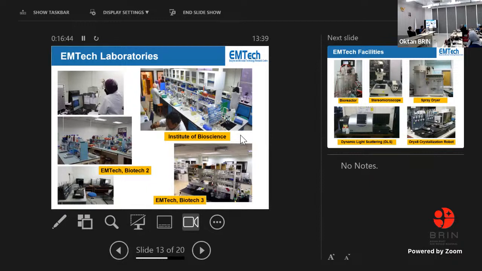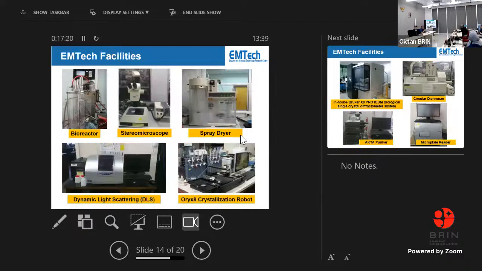Our laboratory is very small, unlike BRIN. We are very impressed with all your facilities. Of course, our labs are very much scattered throughout the campus. Some are located in the Institute of Bioscience. We call them Biotech 2, Biotech 3. These are located in our Faculty of Biotechnology and Biomolecular Sciences. In the lab, we have facilities devoted to keeping our activities running as smoothly as possible. Okay, next. So we have these facilities.